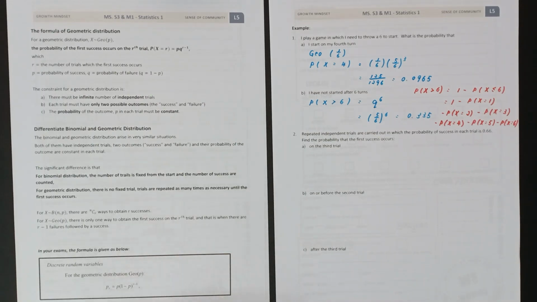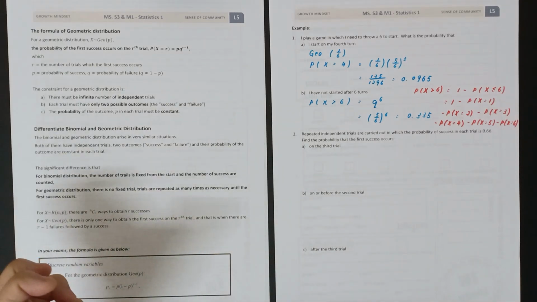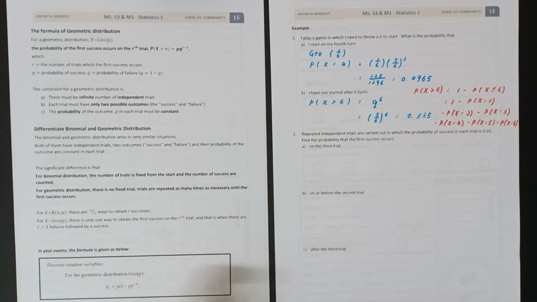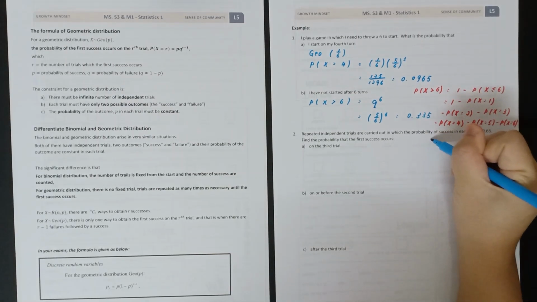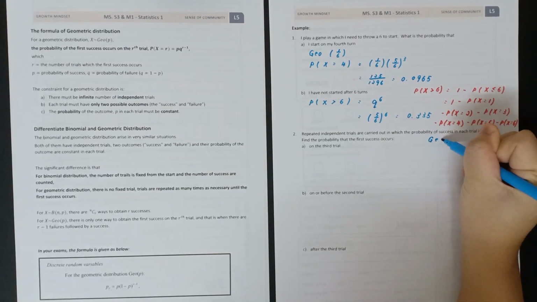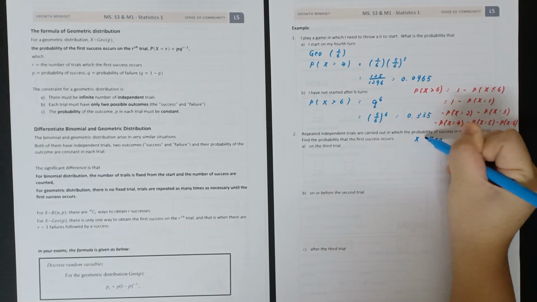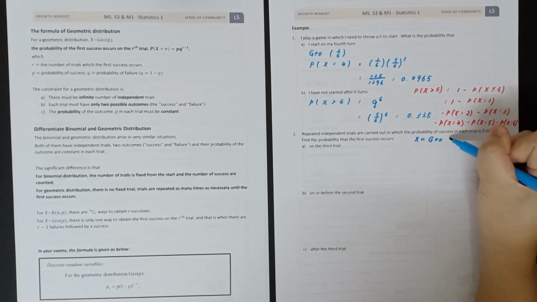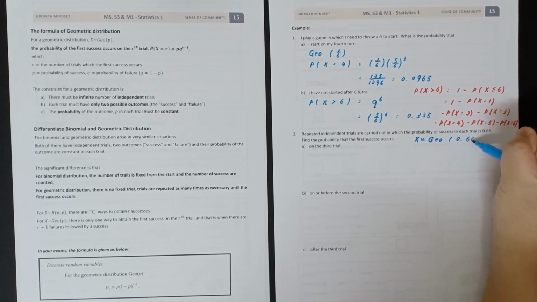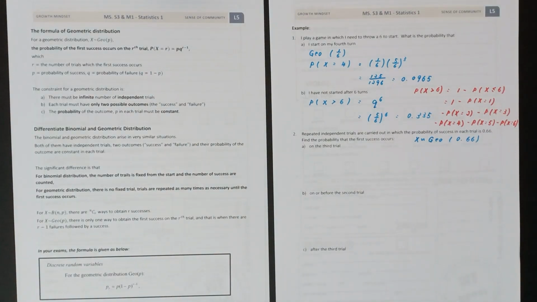The question will ask in a way like, what is the probability that your first success occurs at a certain trial? Normally they will use the word first, and if not, as in number 1, then you need to try to identify it yourself. The idea of the question is: what is the probability for you to get the first success? So here it is a geometric distribution also. You can use x geometric with p equals 0.66.